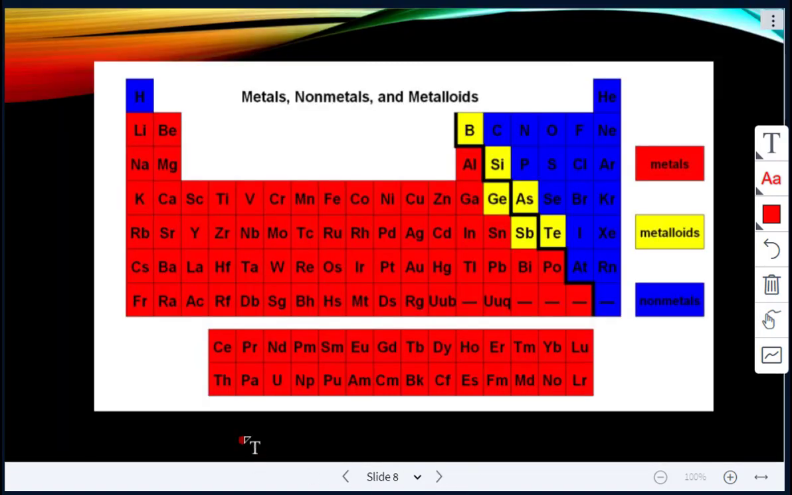If we look at this periodic table here, the first thing to note is this black staircase. That's what it is called. That staircase is splitting metals and nonmetals. On the left side of the staircase in red, these are all our metals. On the right side of the staircase in blue, we see the nonmetals. And notice here, this is hydrogen. It is also a nonmetal. And then in yellow, we have some of those metalloids.